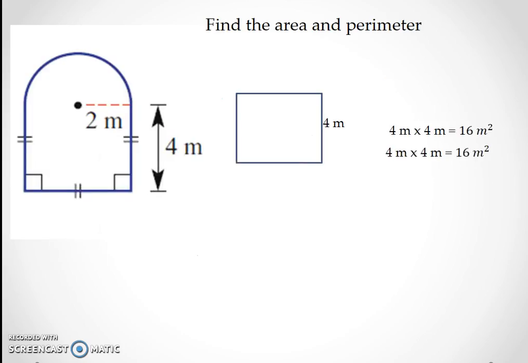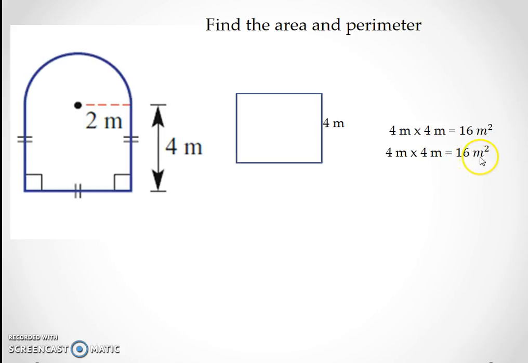Righty. So let's find the area and perimeter of this shape. Essentially we can break this up into 2 shapes that we know. One would be a square with 4 meter sides, and we've got a half circle. Finding the area of this square: 4 meters times 4 meters, or 4 meters squared, would be 16 meters squared.